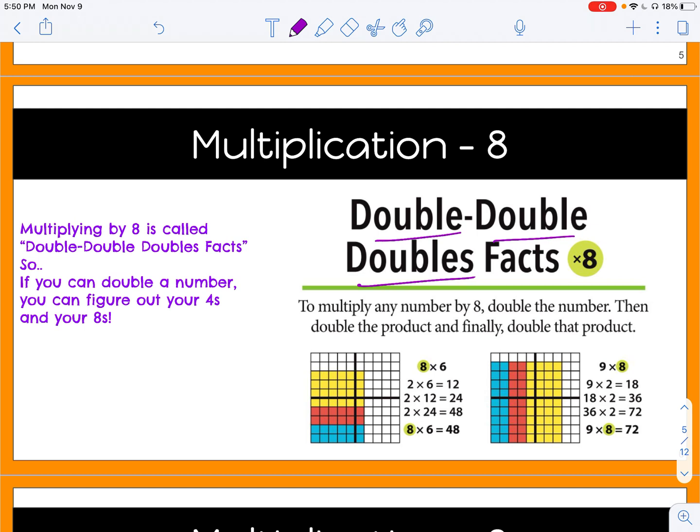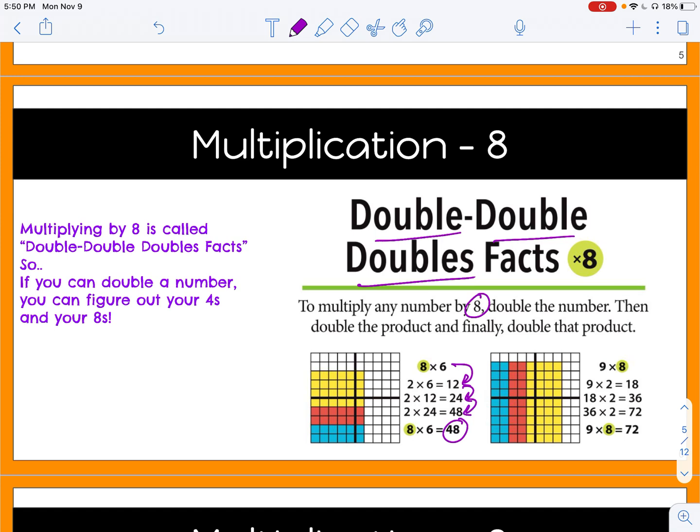If you're multiplying by 8, you're going to double the number, then double that product, and then double that product. What, Miss Gill? Okay, 8 times 6 is really 6 times 2, which is 12. Then you're going to double your 12 to get to 24. Then you're going to take your 24 and double it to get to 48. So 8 times 6 is 48.